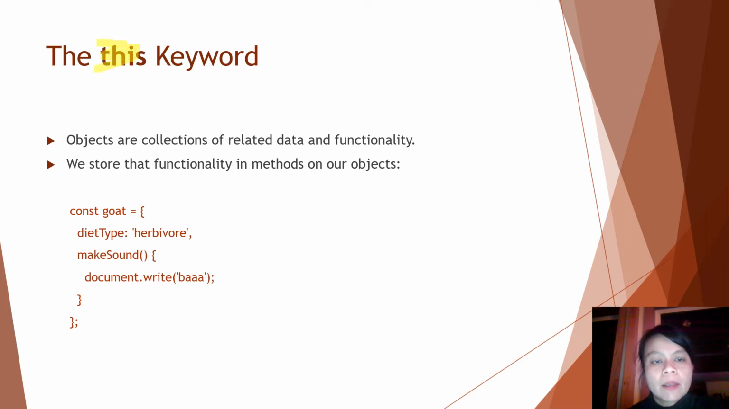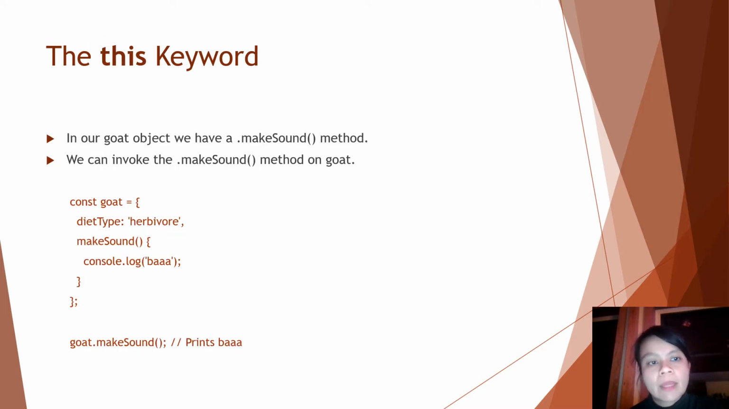Objects are collections of related data and functionality, so we store that functionality in methods on our objects. We have something like goat as an object, and goat's diet type, the key, and the value, herbivore. And then goat has a method which writes bah. In our goat object we have the make sound method, so we invoke the make sound method, goat make sound.